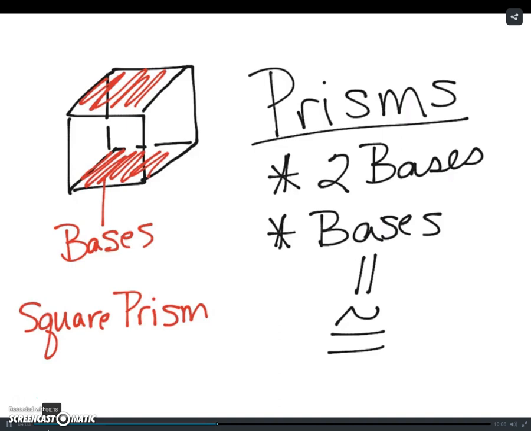You're going to notice that on all of the prisms, the faces that are not bases, so we've labeled the bases in red here, all of these other faces are always going to be quadrilaterals. They're usually rectangles, but they'll always be quadrilaterals. And so that's going to be really important also.